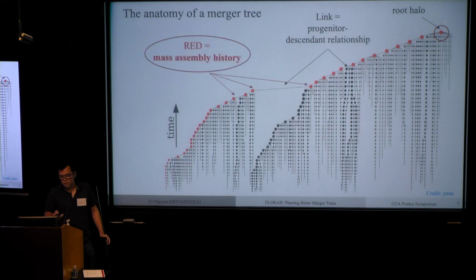And what is most important for my talk is what's called the mass assembly history, or also the main progenitor branch of merger trees. The mass assembly history keeps track of the most massive progenitors of the merger trees, and therefore has the most significant effect in the formation of the galaxies.